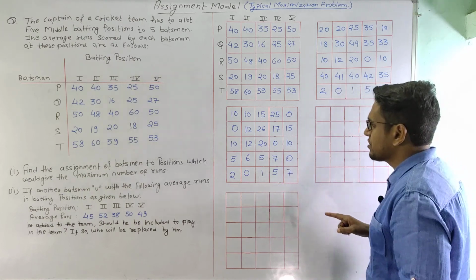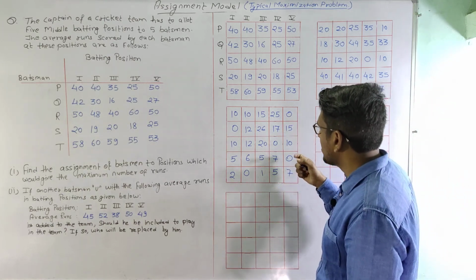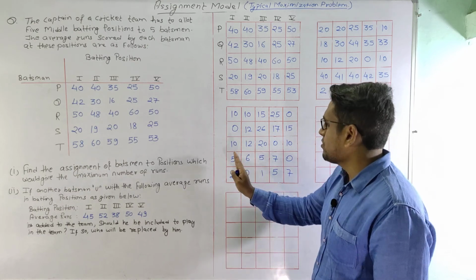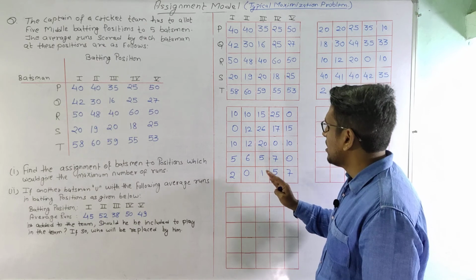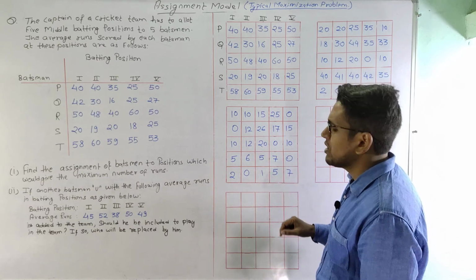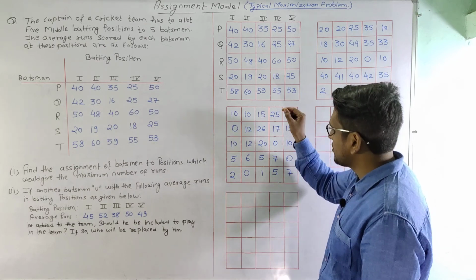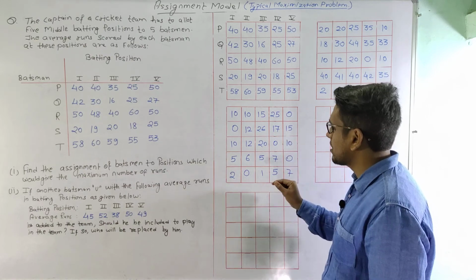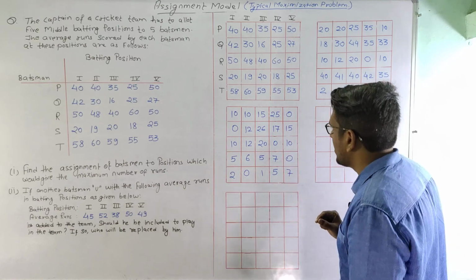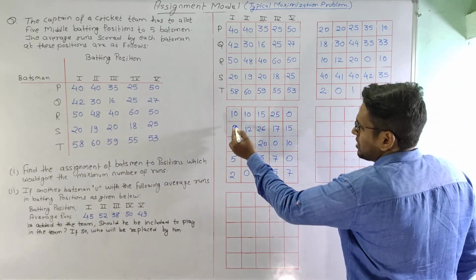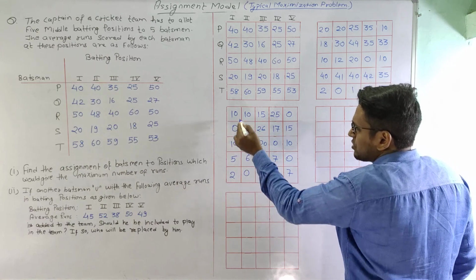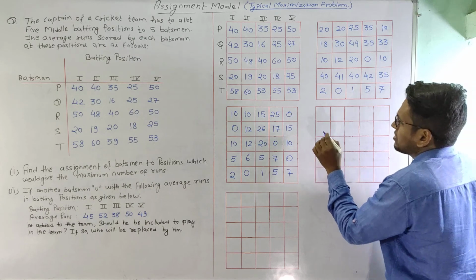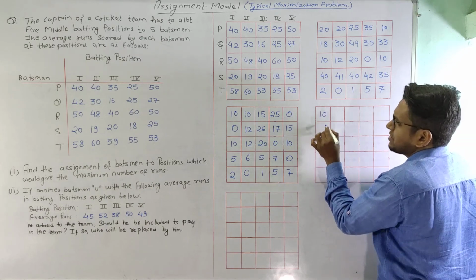After row reduction, we have 0 in each row, but we do not have 0 in each column. So we need to do column reduction. For that, we will select the minimum value in the column and subtract it from each element of that particular column. For columns 1 and 2, we can see that there are zeros present, so these two columns do not change. They will remain as they are.